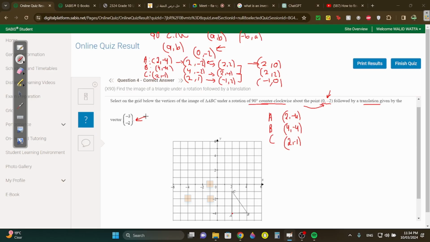They want a translation which is negative 3, negative 2. For now, we have to put negative 3, negative 2, right? So minus 3, minus 2 for each point. Let's see. 2 minus 3 is minus 1. 0 minus 2 is minus 2. 2 minus 3 again is minus 1. 2 minus 2 is 0. Minus 1 minus 3 is minus 4. 0 minus 2 is minus 2. So you get these 3 points: minus 1 minus 2, minus 1 0, and minus 4 minus 2.